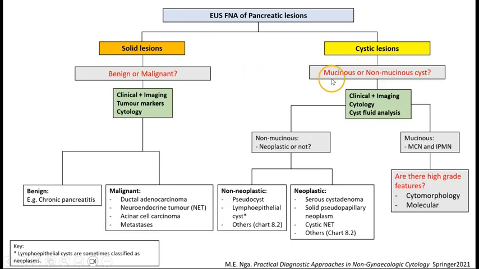And for cystic lesions, the most important question is, are we looking at a mucinous or a non-mucinous cyst? We have the triple approach using clinical and epidemiological findings as well as imaging, cytology, and cyst fluid analysis. And if we do determine that we are looking at a mucinous cyst, then it would be extremely important to specifically look for any high-grade features which can be noted on cytology as well as in molecular tests.